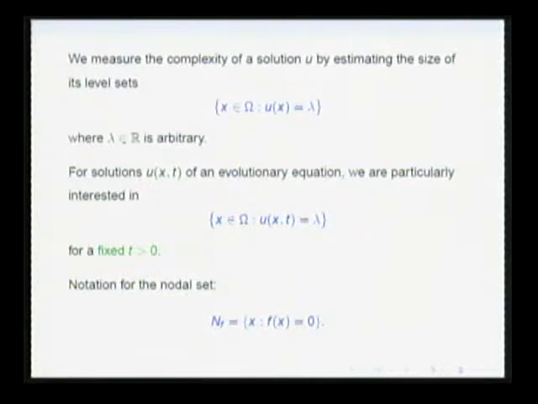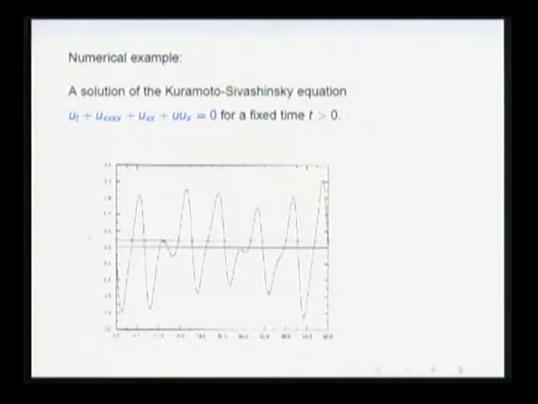So if u solves an evolutionary PDE, so if there is time, it makes sense to freeze time and ask the same question: how complicated is the solution? And the notation we're going to use today for the nodal sets or zero sets is N sub f, but sometimes I'll just write it whole. Okay, here's a numerical example.